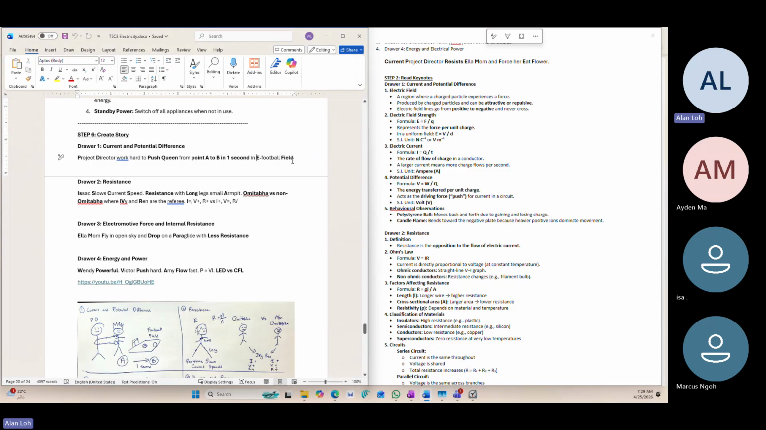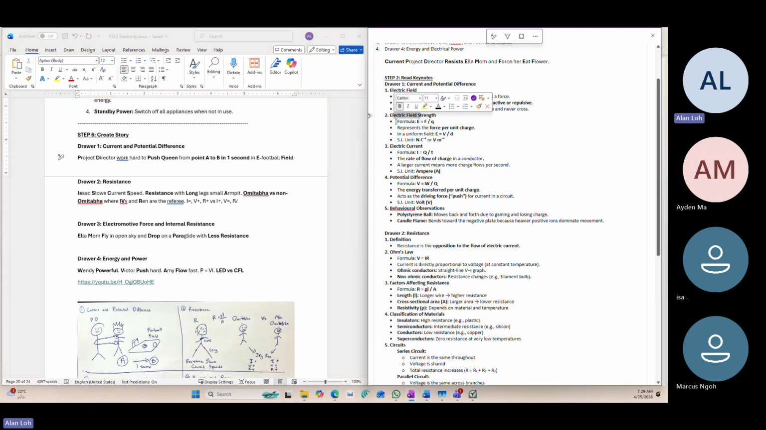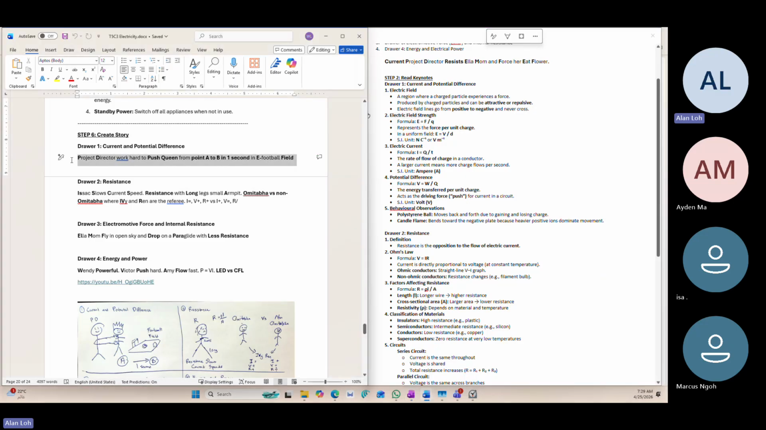In E-field, why E-field? Electric field, right? To represent electric field. So you know there is electric field that you need to understand in this drawer. Positive, negative, attractive, repulsive, and also the force per unit charge, right? So that is the story of drawer number 1, right?